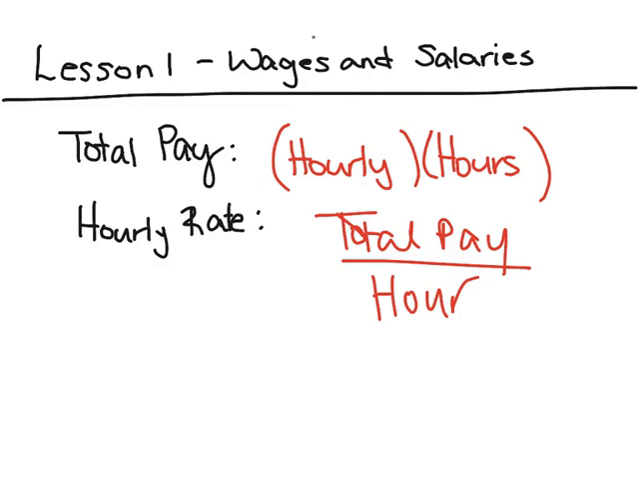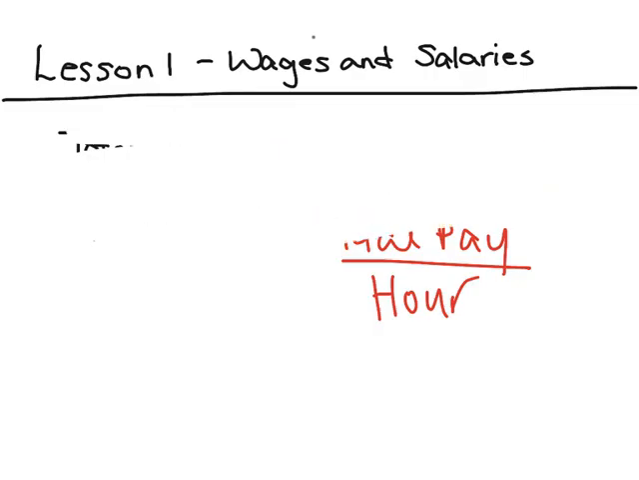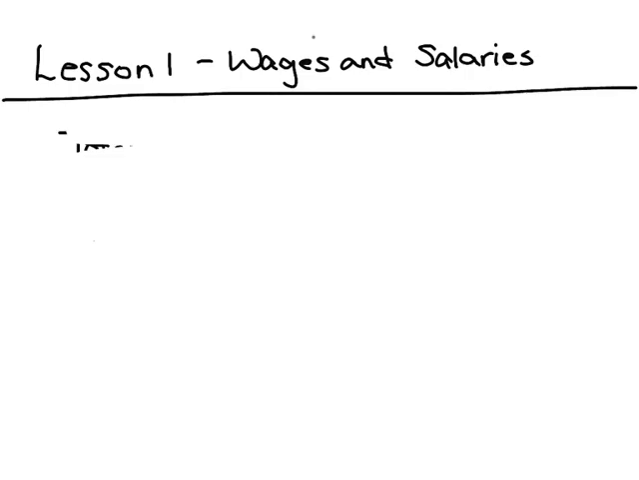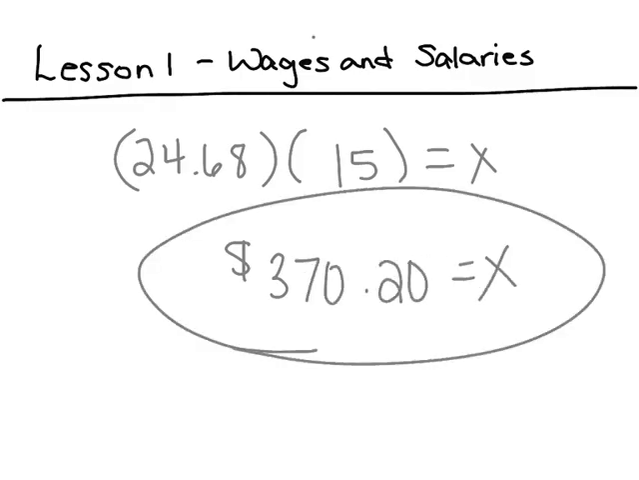So Marcus works as an electrician and he earns $24.68 per hour. It takes him 15 hours for one job. How much will he earn? So we take $24.68 and multiply it by 15 hours. So altogether, he should make $370.20. And that is how much he earned for his total hours.